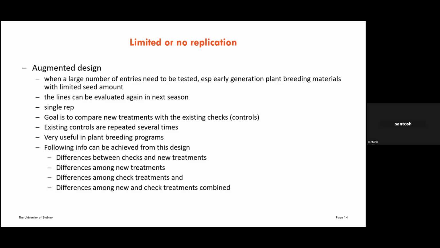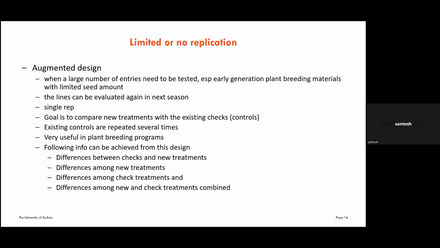Here, what we do is we test so many lines. We test about 2,000 lines. Think about it. When I have 2,000 lines to test, and if I want two replications, that will be 4,000 plots, which is too many. This becomes too big to handle. It needs a lot of resources.